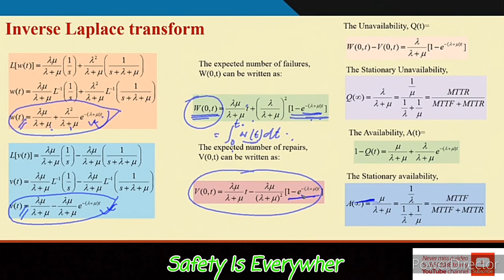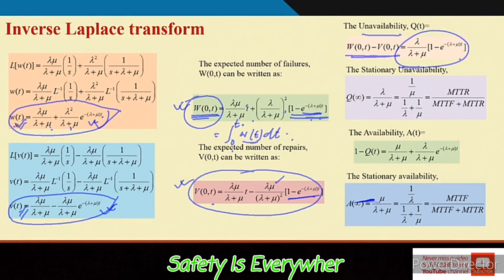Now what is unavailability? Unavailability is the expected number of failures minus the expected number of repairs. So what is unavailability at time t? It will be the expected number of failures minus the expected number of repairs. So this minus this will give you this equation. That means we are able to compute w(t), v(t), capital W0(t), capital V0(t), and we are able to compute unavailability, which is this.